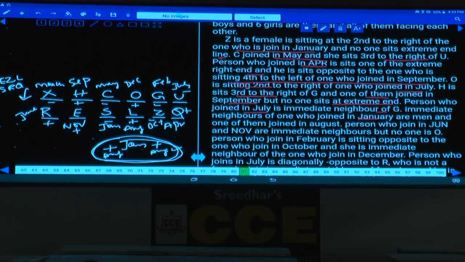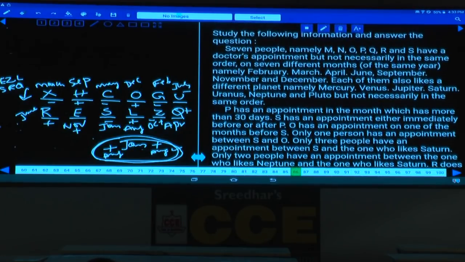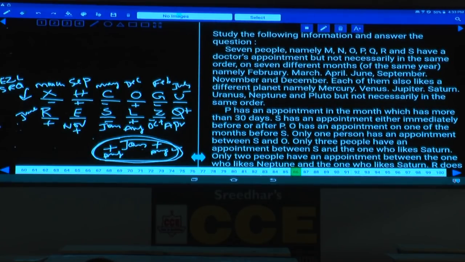Now question numbers 86 to 90. What is the information given here? Who are the persons here? 7 people. Who are those 7 people? M, N, O, P, Q, R and S.